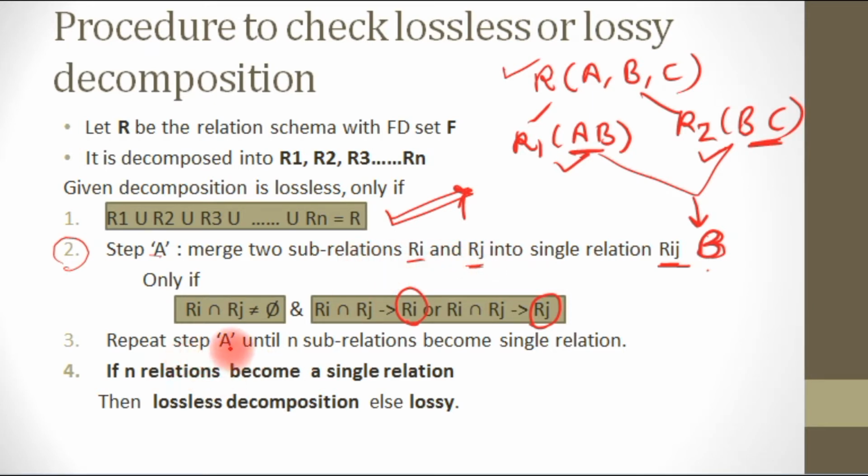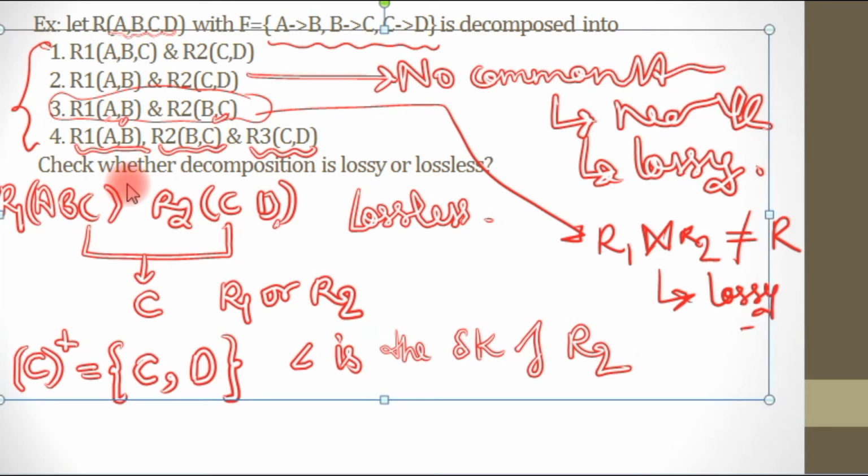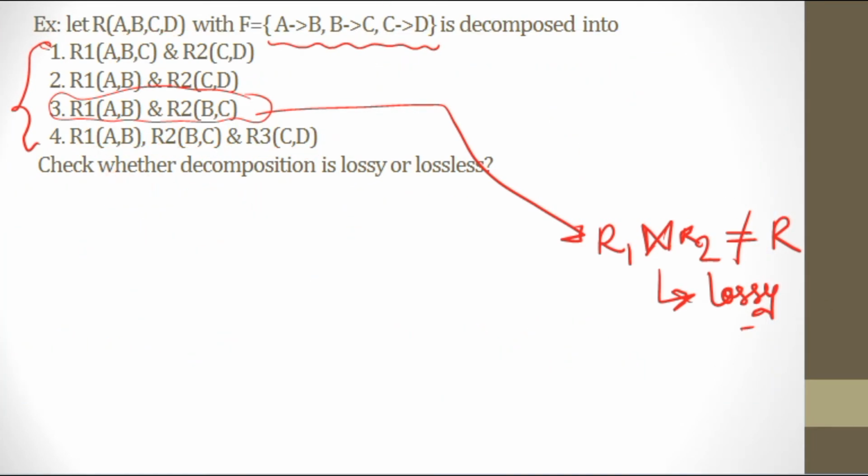Now repeat step two until the n subrelations become a single relation. If the n relations become a single relation, then it is a lossless decomposition, else it is lossy. So now let's solve the last decomposition here. First, let me delete all this. Okay, so now let's solve this fourth decomposition.